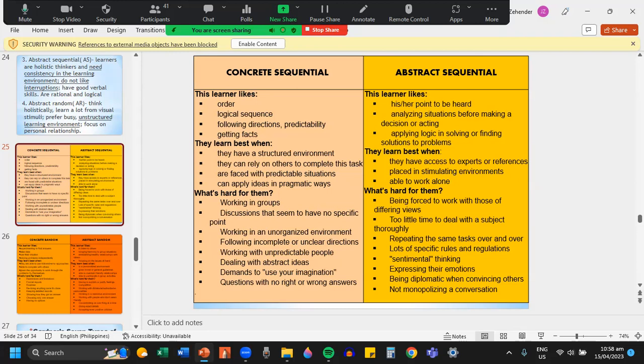By the way, guys, the activity that I have in mind for you: as long as you pass it and submit it, especially within the day or better before 12, it's an automatic 10 points, a perfect quiz. Again, it will be part of your midterm. So basically you're going to identify your learning style according to Gregorc and also according to Kolb.